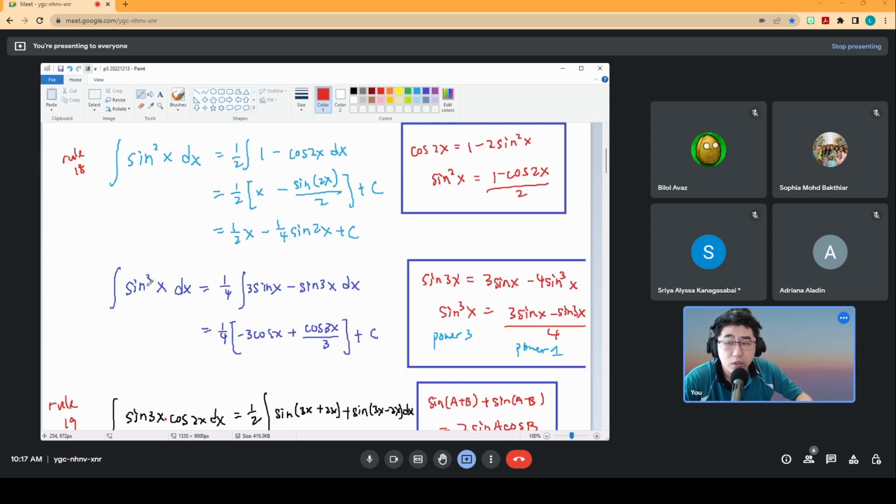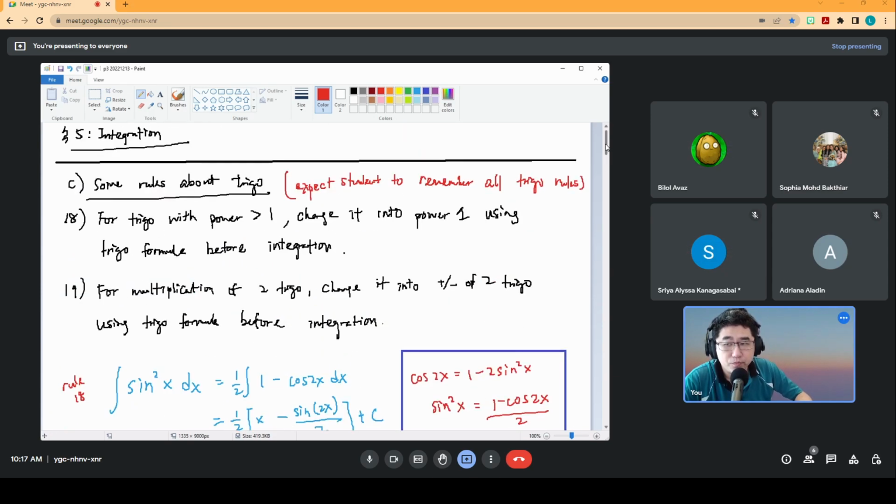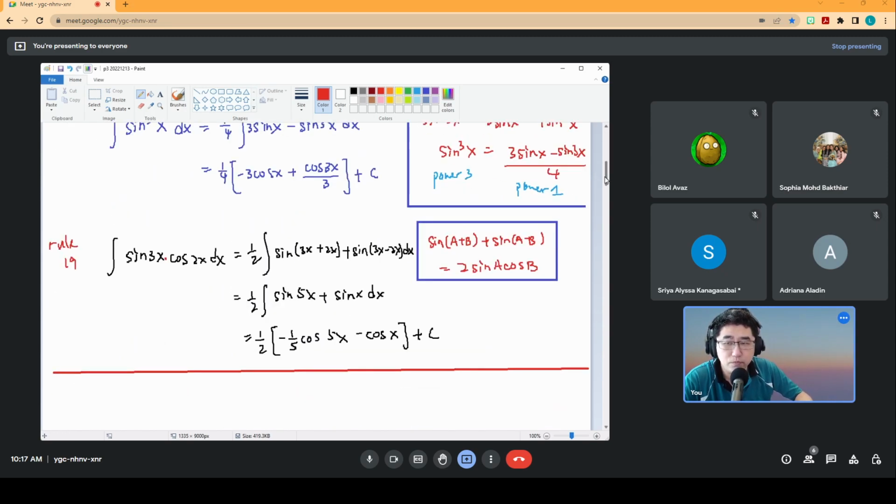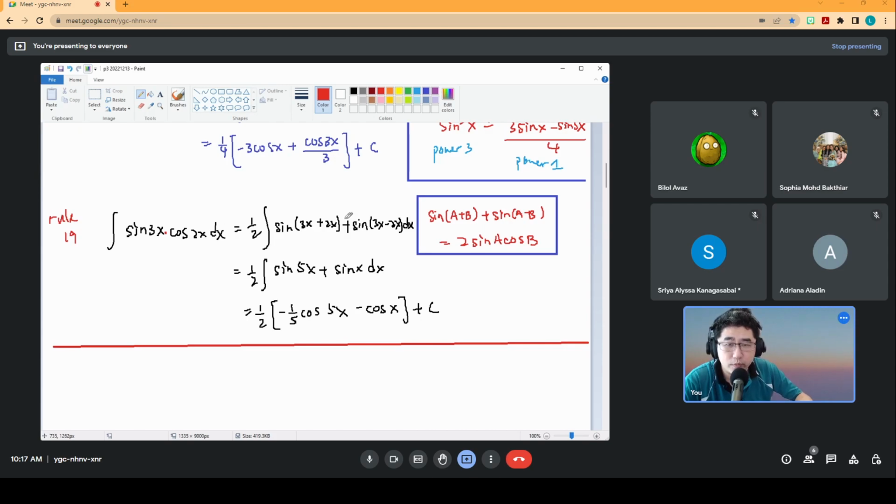And for sine power 3, we use the triple angle formula to change sine power 3 into power 1. Then only we integrate them. And rule 19, for multiplication of two trigo, you are expected to change it into plus or minus of two trigo using the trigo formula before integration. We can use the formula of sine A plus B and sine A minus B to change the product into the form that we want.